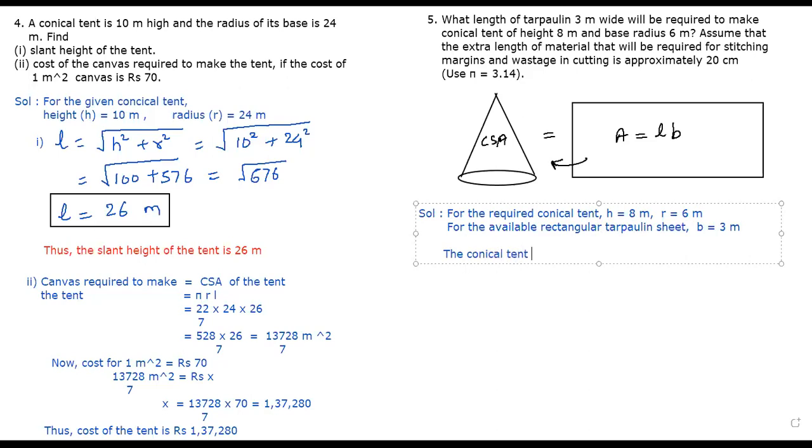So let me write. The conical tent would be made from this rectangular sheet of tarpaulin. Tarpaulin means what, children? It is that plastic paper which we use generally in the rainy seasons just to cover our roofs and all those things. Yes or no? That is called tarpaulin. Are we understanding? Yes, sir. Good, good, good.